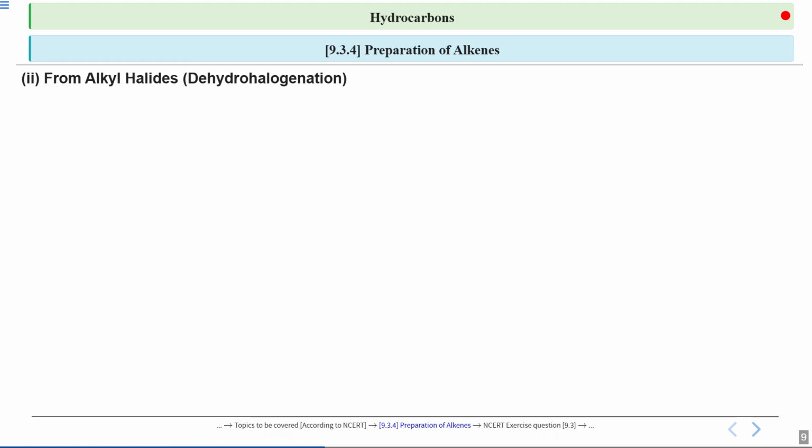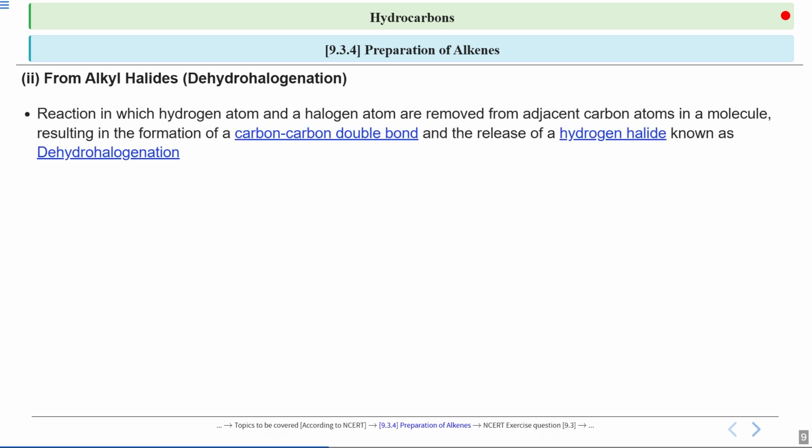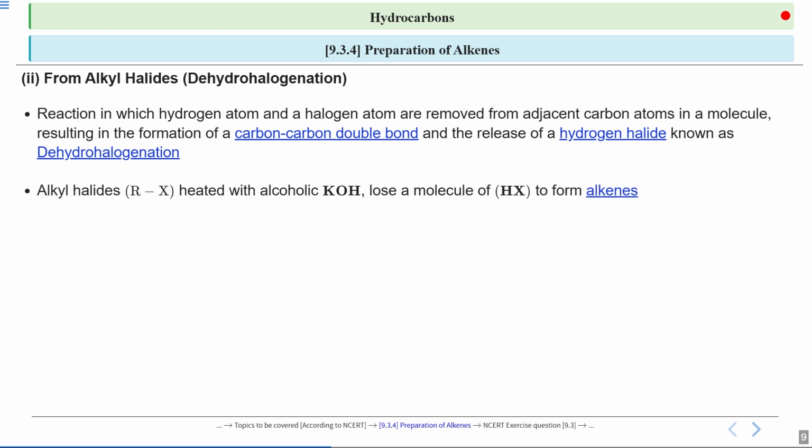Moving on to the next process of forming alkenes, which is from alkyl halides through a reaction called dehydrohalogenation. If we want to define it, it is very simple. So this involves removing a hydrogen atom and a halogen atom from adjacent carbon atoms, leading to the creation of a carbon-carbon double bond and the release of a hydrogen and a halide. Therefore, we call it dehydrohalogenation.